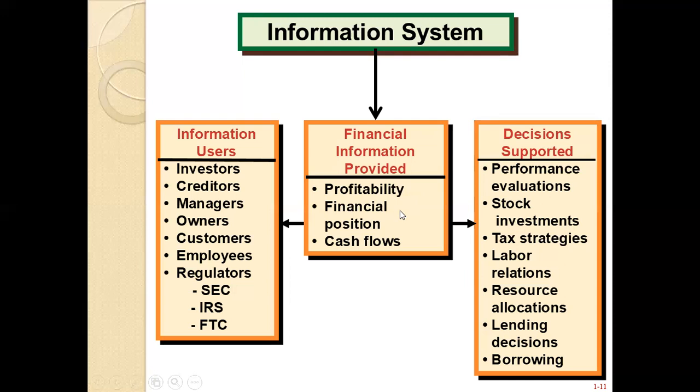Financial position: if you want to see the financial position of a business, then you need to make the balance sheet. A balance sheet is a statement that provides the financial position of a company in a specific time period. The third thing is a cash flow statement.